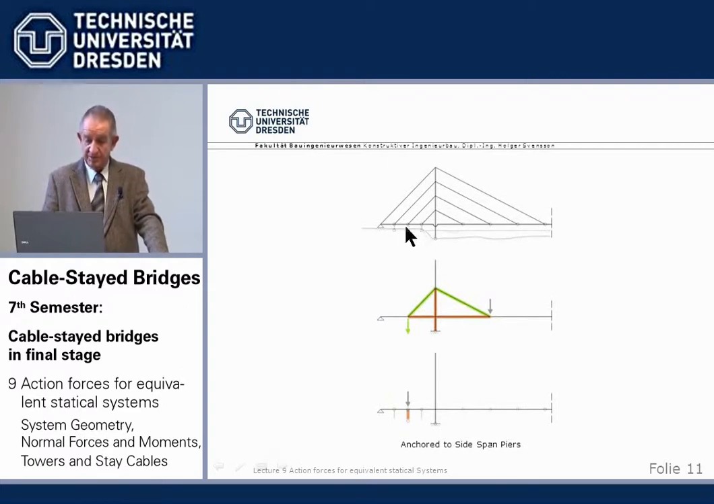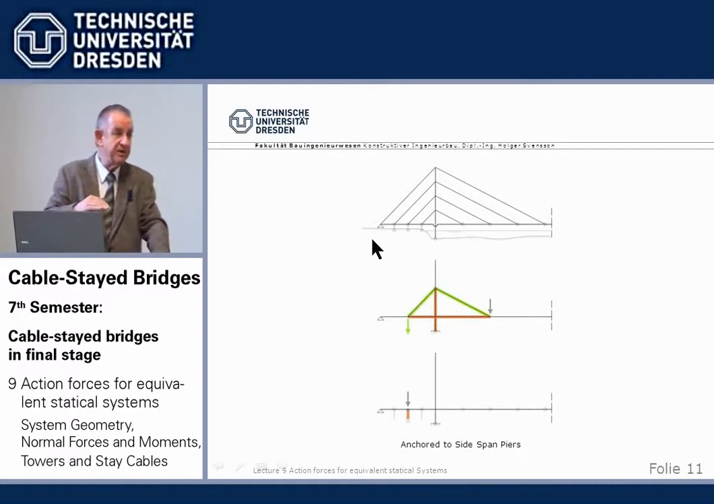If we have a harp directly anchored here, like the Knee Bridge, for example, in Düsseldorf, then it becomes very simple because the forces run here to the tower, but because now this is a fixed point, they go back here, no bending in the tower. This is why such a harp with side span piers is more economic than a harp only with a hold down pier where we need the bending stiffness.